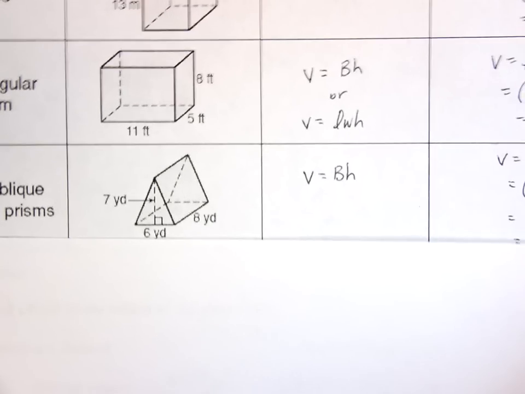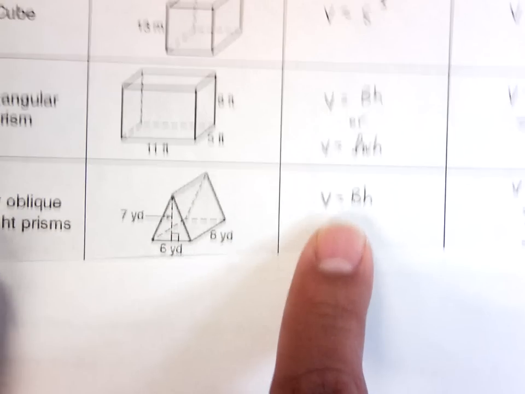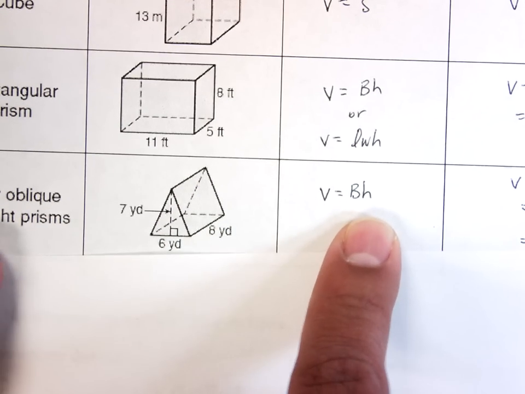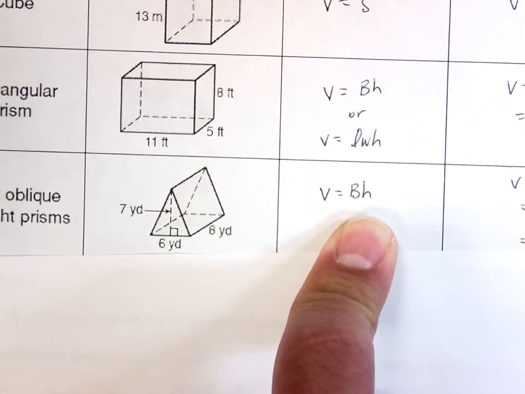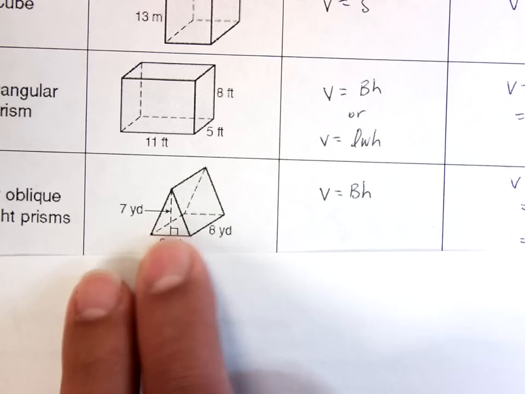Other oblique and right prisms, same formula. The formula doesn't change: area of the base, big B, times the height. And remember, your bases are the two sides of the prism that are parallel to each other. So in this shape, it would be my two triangles here on the end. This triangle and this triangle.